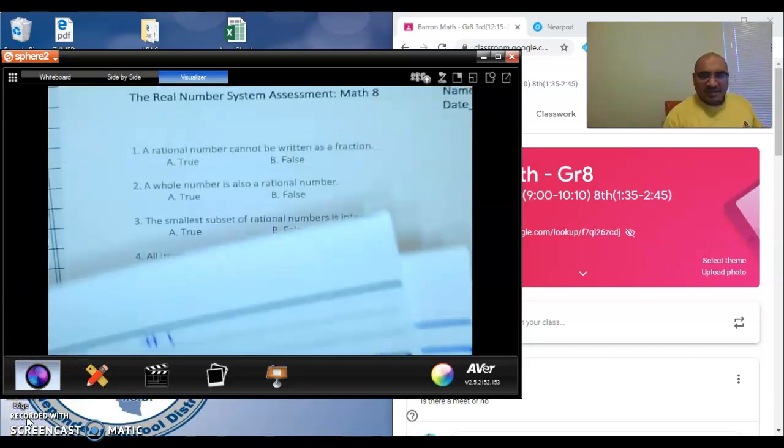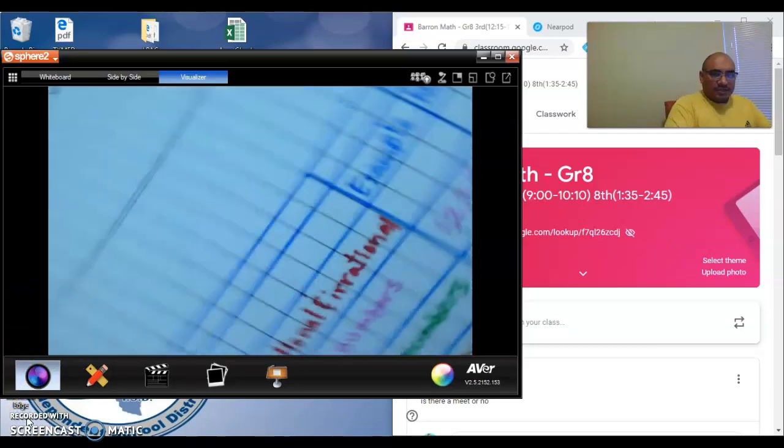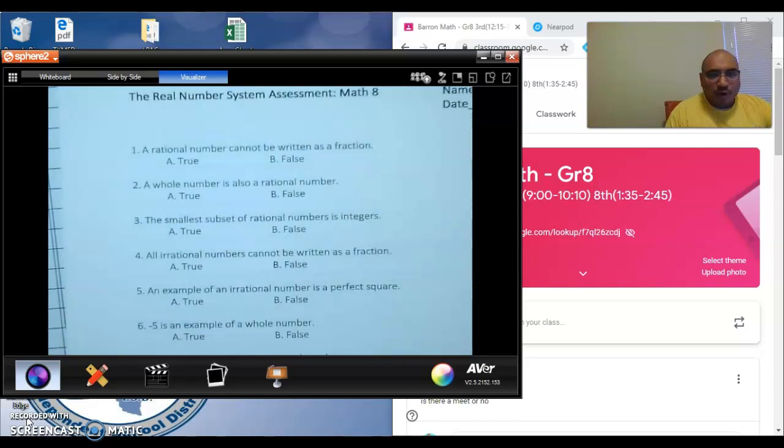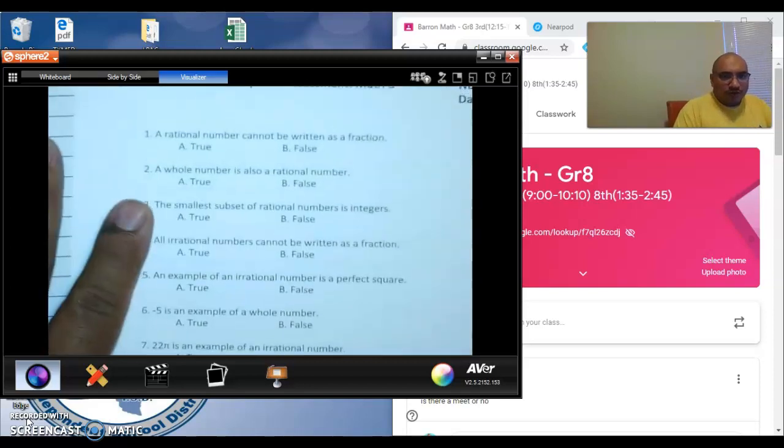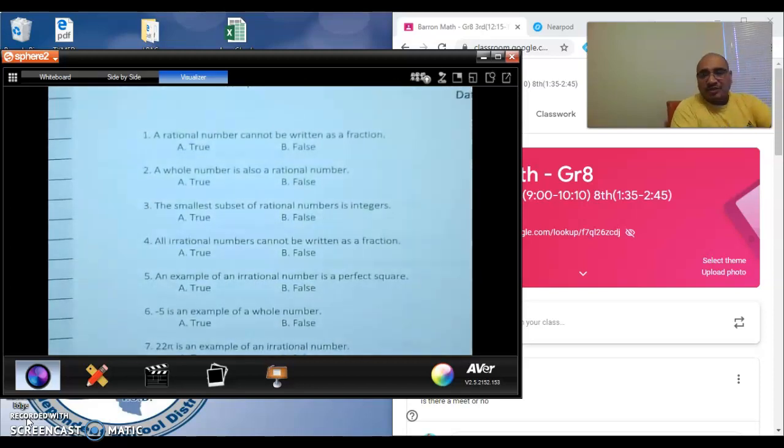Alright, so with that being said, we went over the definitions. We went over some pictorial examples. But now we're going to practice everything that we just learned. So here, these are just regular true or false questions, but in order to answer them as true or false, you have to know this.